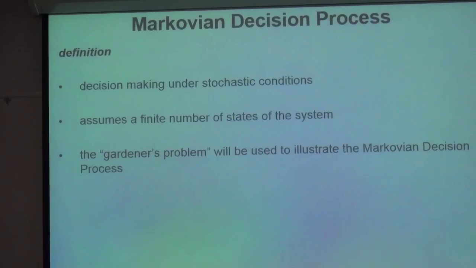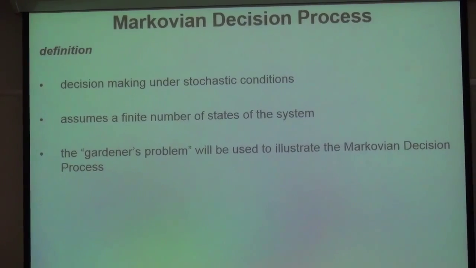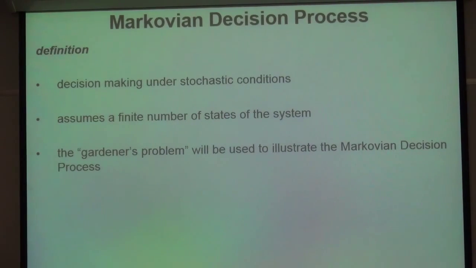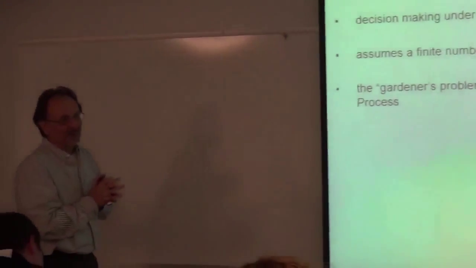This is where you have probabilistic probabilities. That's what stochastic conditions are. So it means that there's a probability associated with different conditions. And you have a number of finite states. It's not infinite. There's a number of finite states of the system.